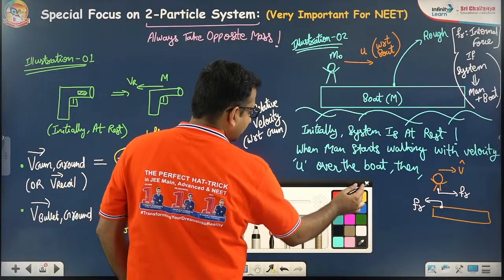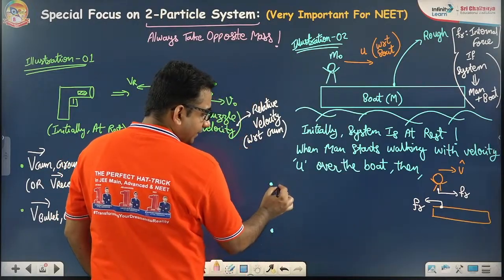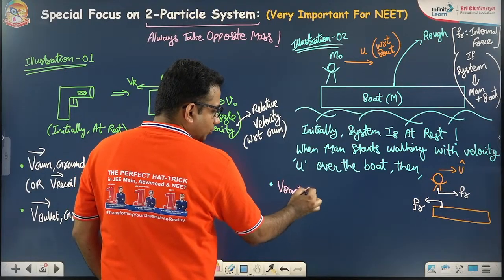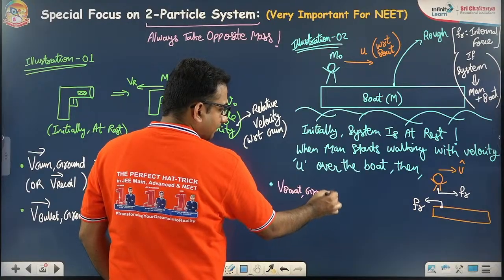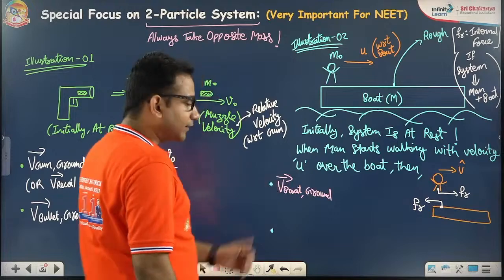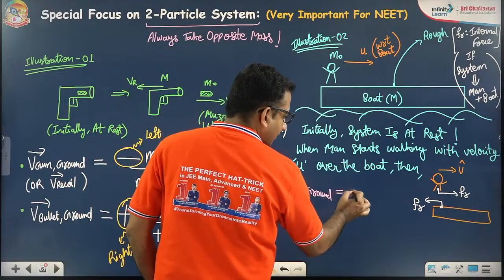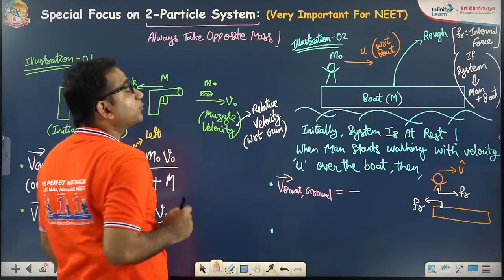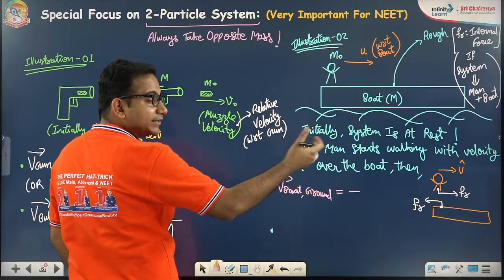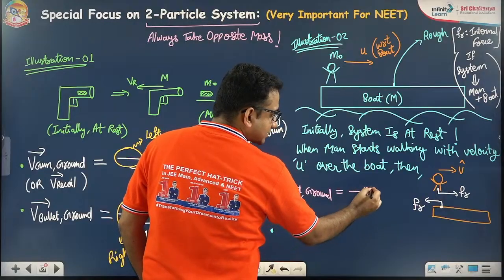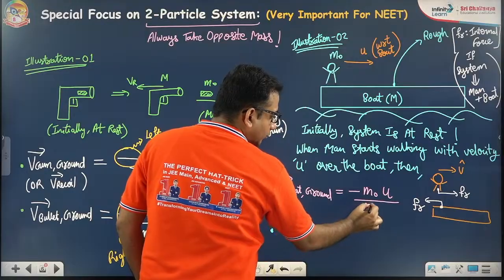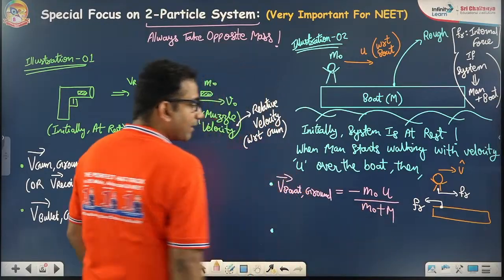See, what I'll say here is the velocity of the boat with respect to ground. Eventually the boat will be moving in the leftward direction. So recoil will be leftward, minus, and always take the opposite mass. So if you are writing the velocity of the boat, whose mass is to be taken? The man's mass. So that is m0. The man's mass m0 into relative velocity u by the total mass of the system, m0 plus capital M.